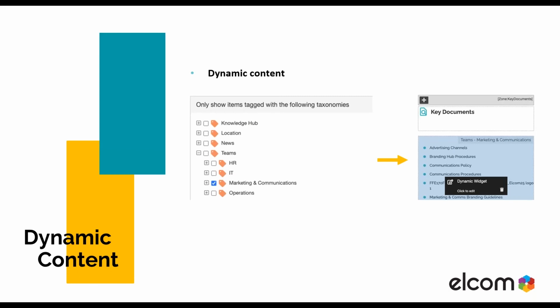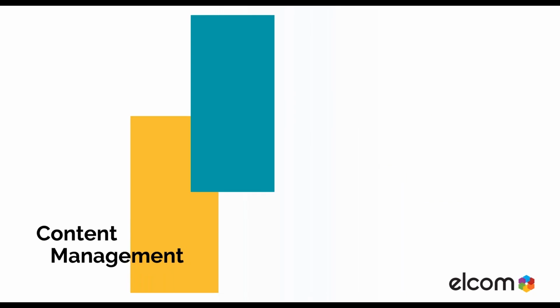If we have a look at this example I've got on the screen here, you can see that there's been a widget that's been set up, and with the taxonomy on the left-hand side, this widget is saying, I'm showing everything tagged as marketing and communications. And on the right-hand side, you can see how the widget is dynamically showing all the information tagged around marketing and communication. So dynamic widgets are really powerful in helping you deliver dynamic content across your intranet and make it a lot more of an engaging intranet to your users.